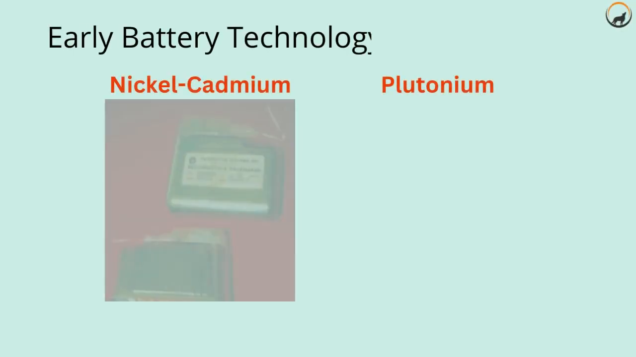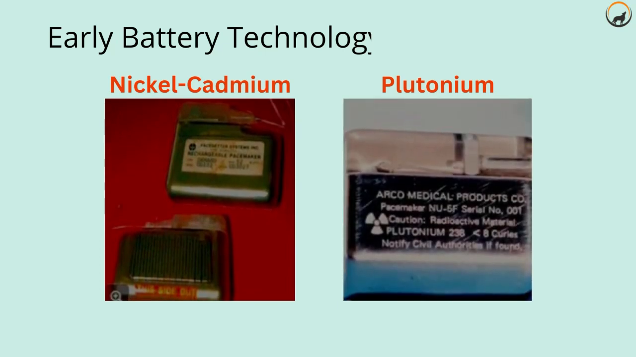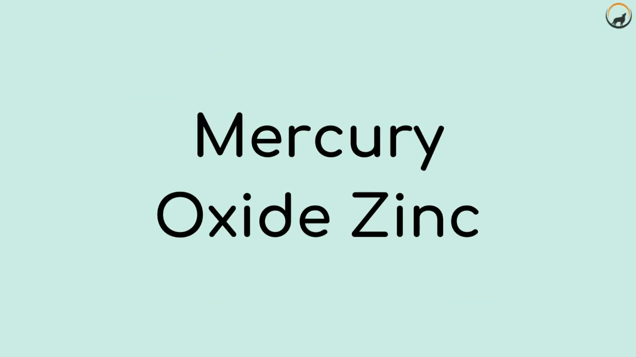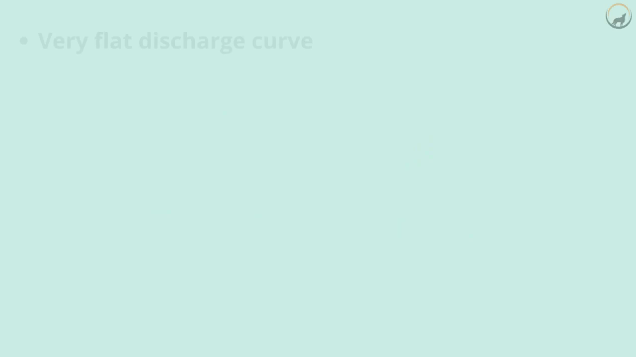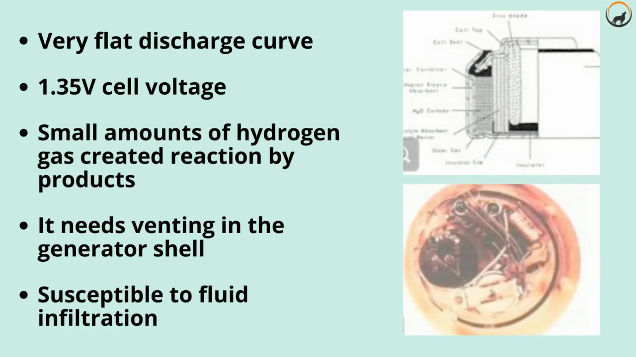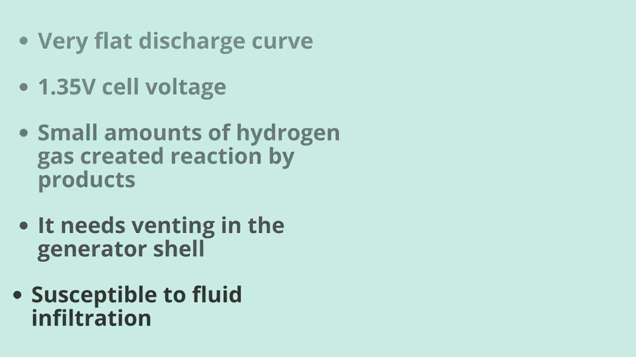Here are two examples of early battery technology. One is a nickel-cadmium battery, and the other is a plutonium battery. Another example of early battery technology is the mercury oxide zinc battery, which has a very flat discharge curve and delivers a 1.3 volt cell voltage. A small amount of hydrogen gas is created in the reaction, so it needs venting in the generator shell, and this is more prone to fluid infiltration.